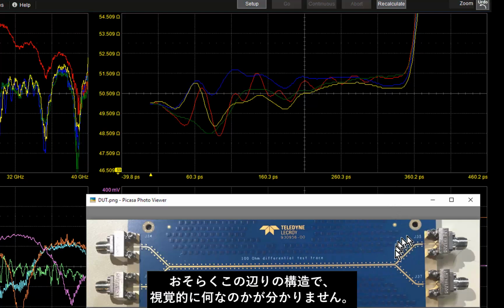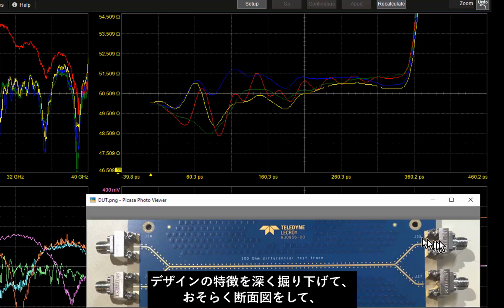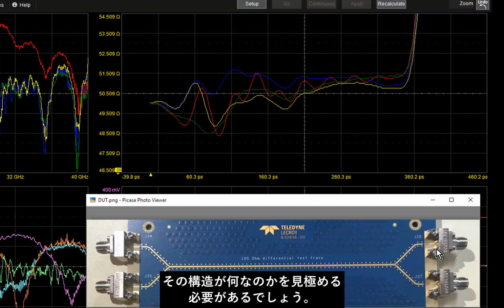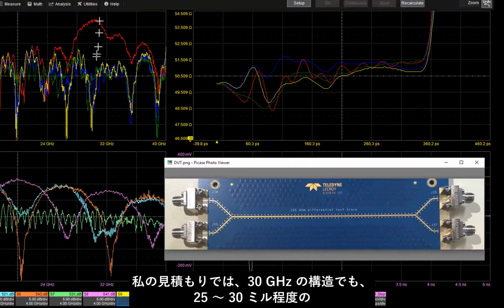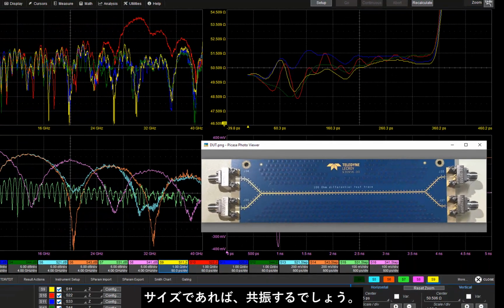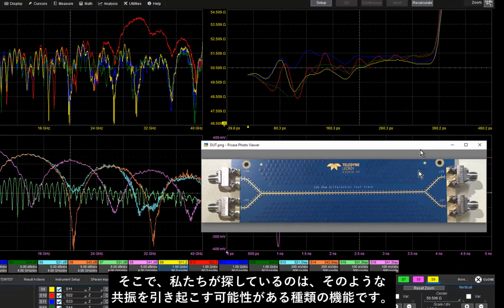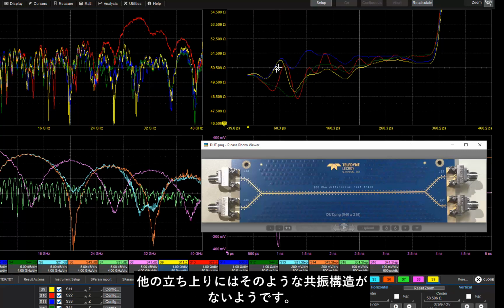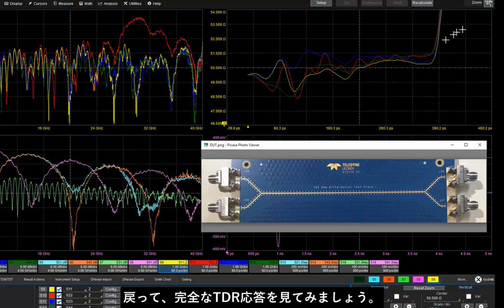It's probably some structure around here, just can't tell visually what it is. We'd have to delve deeper into the design features and maybe even do a cross-section to see what that structure is. My estimate is a 30 gigahertz structure would resonate if it was something in the order of about 25-30 mils in size. And so that's the kind of feature that we're looking for that might cause that sort of resonance. The other launches don't seem to have that resonant structure to them. Let's go back and look at the complete TDR response.